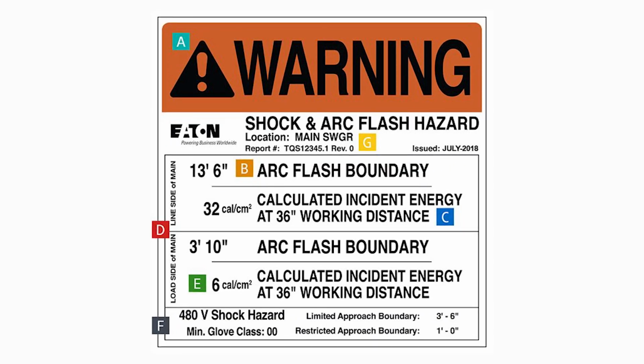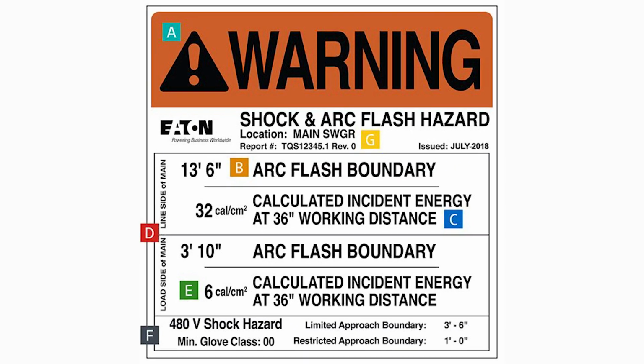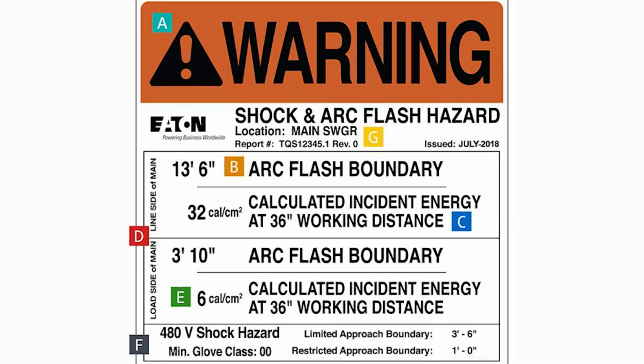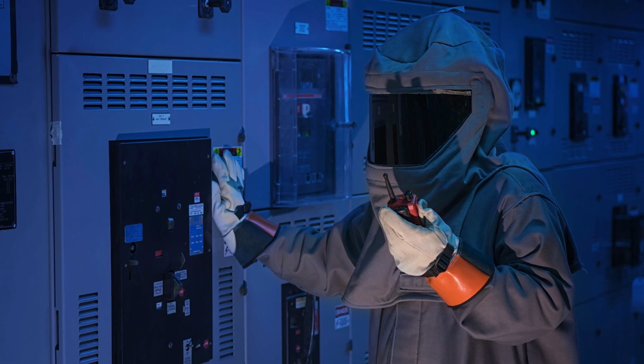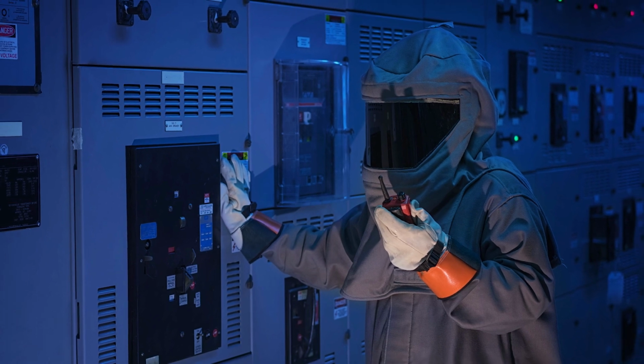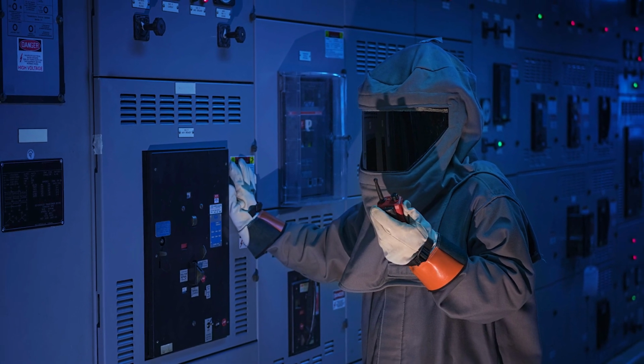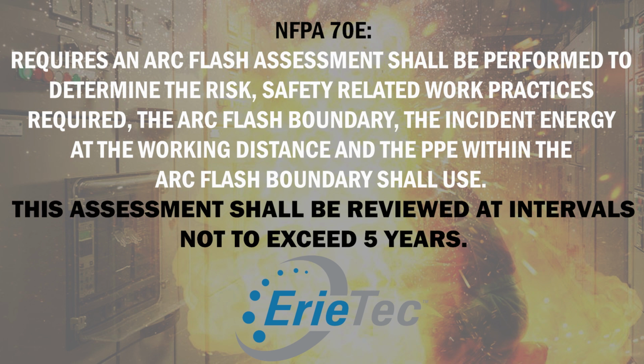When we look at the time frame for an analysis, coordination and short circuit studies are required anytime the system changes in a way that's going to affect those results. You want to make sure you go back and have those updated. An arc flash study in 70E specifically has to be reviewed every 5 years minimum. So every 5 years, you should be having an engineer look at that system, look at the analysis to ensure it was still an accurate calculation.